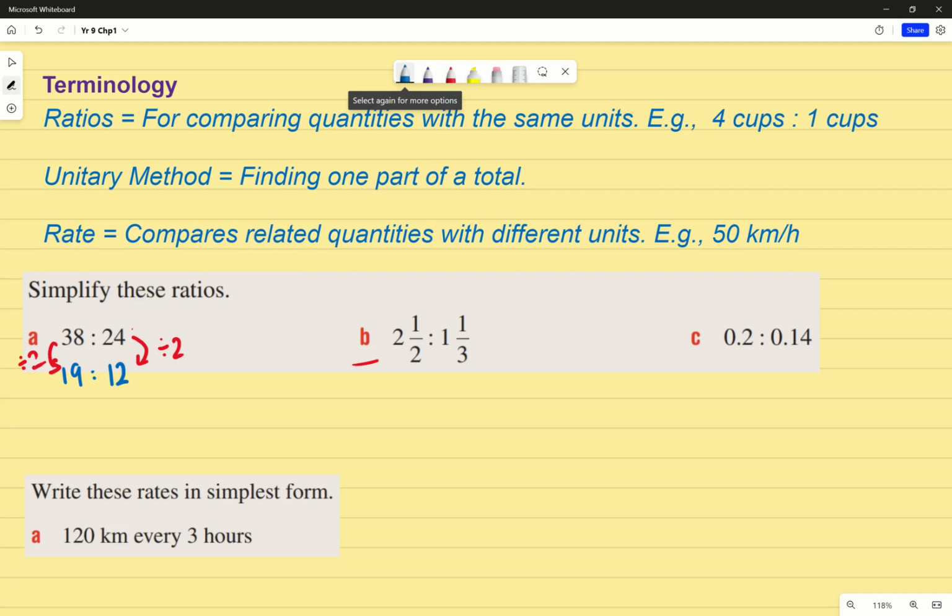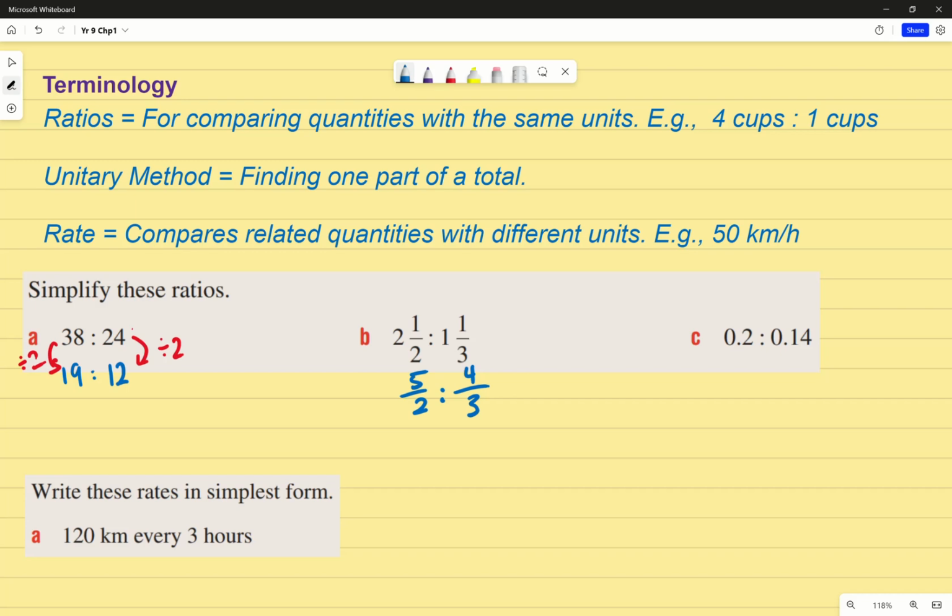The second example here is 2.5, and this, of course, is a colon, or we can say compared to, 1 and 1/3. Just like our normal addition and subtraction, it's very confusing if we have different bases, so I'm going to change them to be in the same base. 2.5 is the same as 5/2. And 1 and 1/3 is the same as 4/3. That's just our conversion from mixed number to improper fraction.